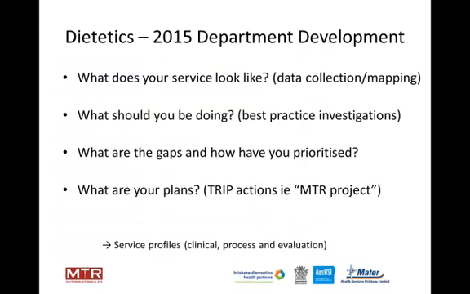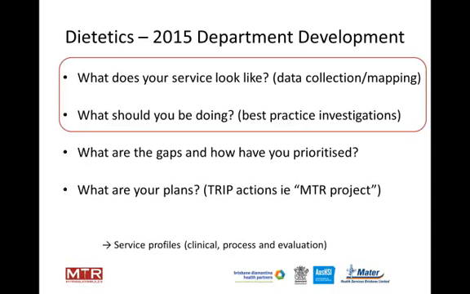But first I want to take you through what we did at the MARTA in 2015, and this has carried through over the past few years. It was our department development project before we first undertook participation in My Translation Rules. So what we did was we all got together to look at what our service looked like. We decided then what we should be doing. So we did data collection and mapping, then we did something called BPIs or best practice investigations. Then we decided what the gaps, so our evidence practice gaps between what we should be doing and what we were doing. And then we prioritised projects which became our TRIP actions or our projects, our My Translation Rule projects.